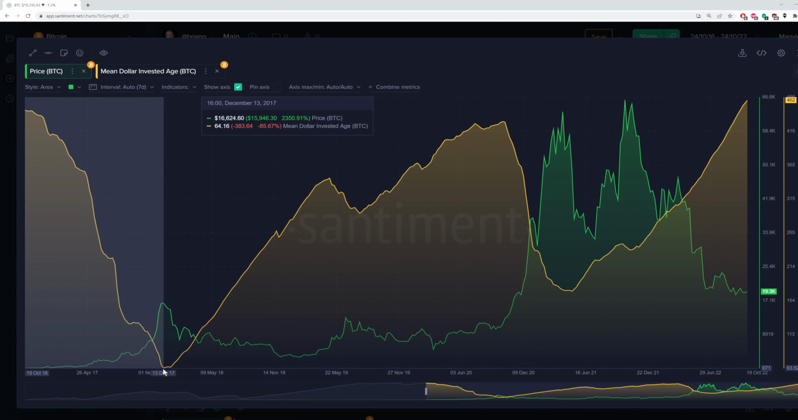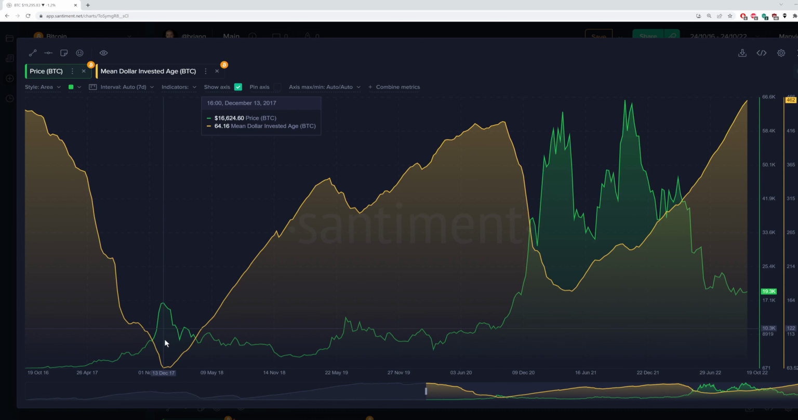So if I go till December 13th, right after it starts to flatten out and go up a little for a second, the price during that time, while the drop was happening, was just a cool plus 2,351% for Bitcoin's price. And then all of a sudden, we saw a local top coincide with the flattening of the mean dollar invested age. When's the next one? Right here, May 1st, 2019.